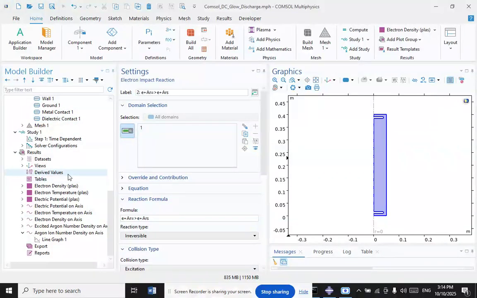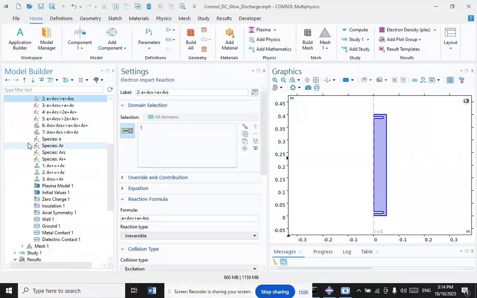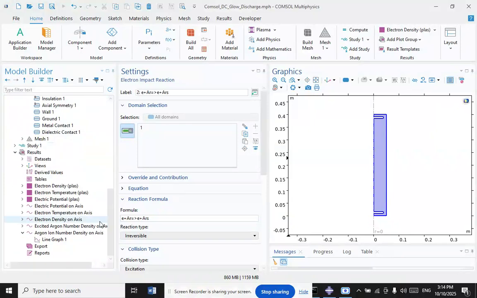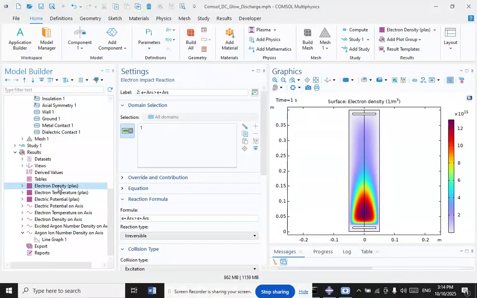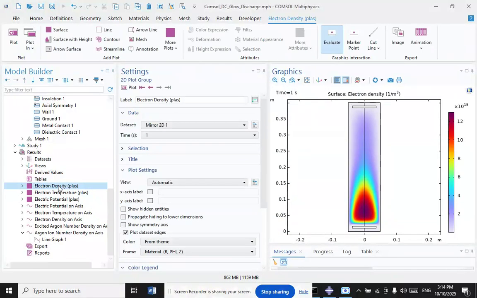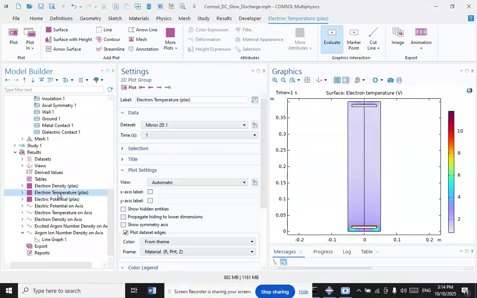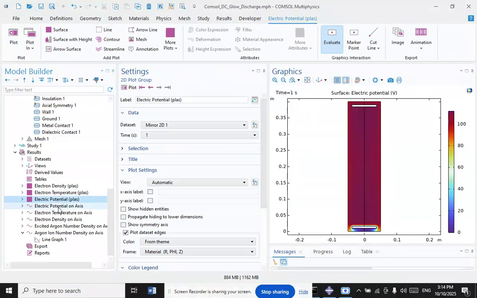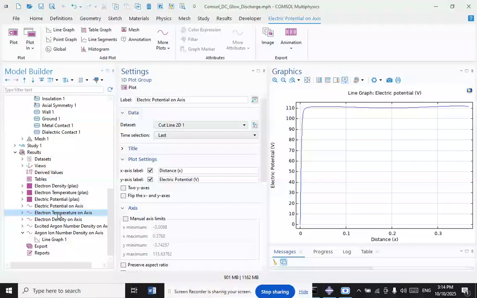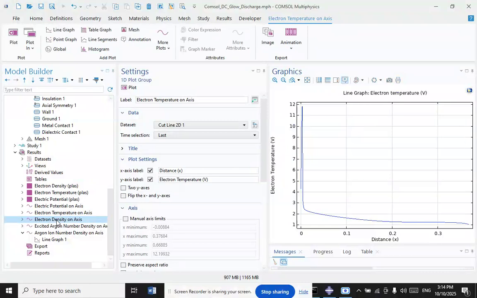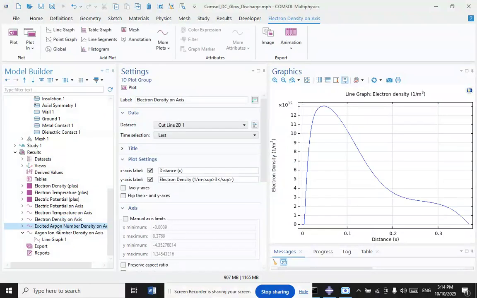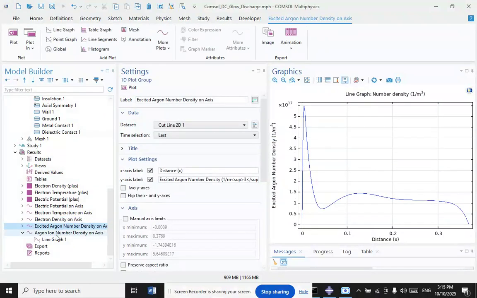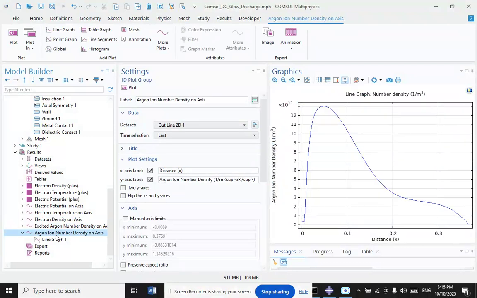And after the time dependent study, we can see that the result is electron density. Here you can see the electron density based on 1 per cubic meter. The next ones are electron temperature, electron potential, potential on axis, electron temperature on axis, electron density on axis, excited argon number density on axis, and argon ion number density on axis plot.